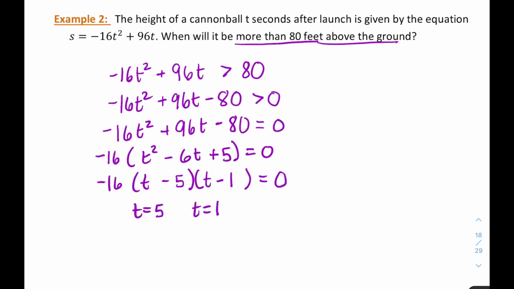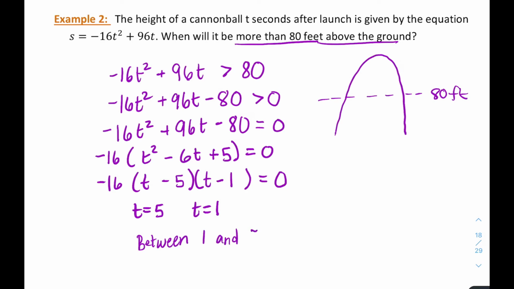I could plug values in and test, but if you kind of think about my situation, I'm launching my cannonball up in the air. I want to know when it's more than 80 feet above the ground. Well, it's going to be more than 80 feet above the ground in the middle of its path, so between 1 and 5 seconds. So instead of plugging values in, I'm going to just use my brain and say, hey, it's going to be between 1 and 5 seconds, not less than 1 second or more than 5.